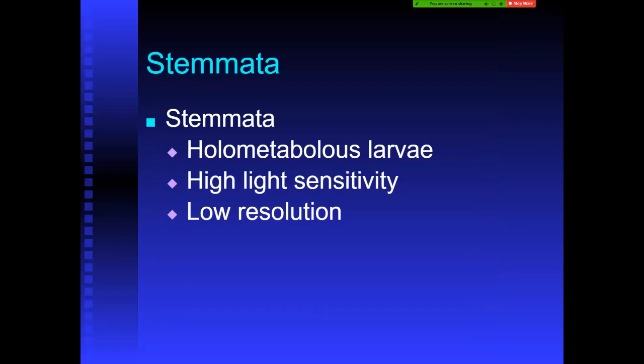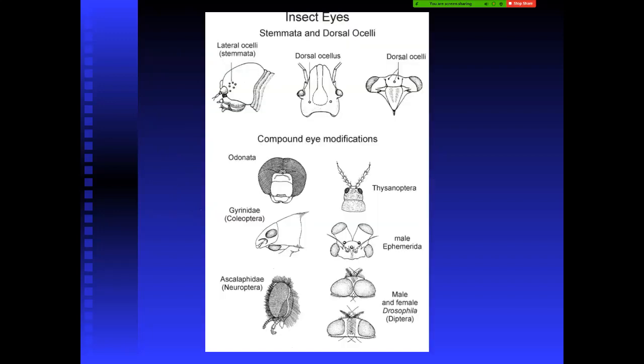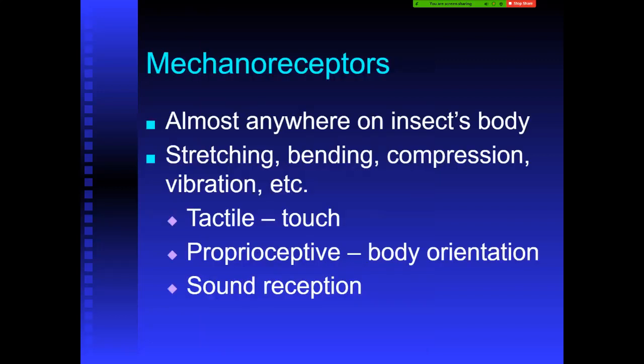But we can find this in holometabolous larvae, which means the larvae that can go through complete metamorphosis. And they have high light sensitivity, but again, they're low resolution, so they can't really see very well. So it's again providing information on how bright it is and moving from bright areas or dark areas or whatever the insect might need. And so that's what those stemmata are right here. So they're like a bunch of ocelli joined together to make the stemmata.